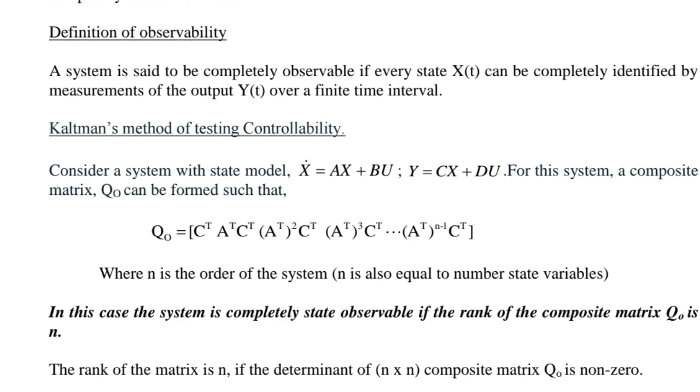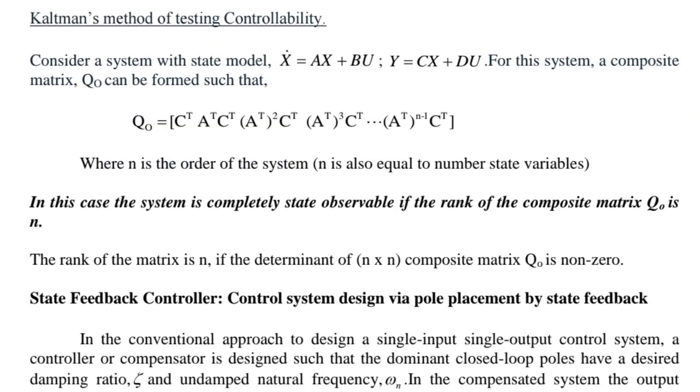If the order of the system is 2, then you can write the matrix as [C transpose, A transpose C transpose]. You have to remember the term A transpose power n minus 1 times C transpose. If n is 1, you need to write A transpose power 0 times C transpose. In this case, the system is completely state observable if the rank of the composite matrix Q naught is n. The rank of the matrix is n, so the determinant of the composite matrix is non-zero.